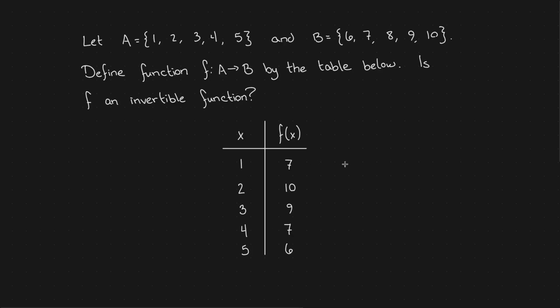All right. So first, let's just make sure we understand the notation. The input is elements from A. The output are elements from B. And what this table is telling us is that, for example, this row here, we have f of the x value, the 1, gives me 7. Okay, so this is the input from A, this is the output from B. And each row gives me a different input and output.